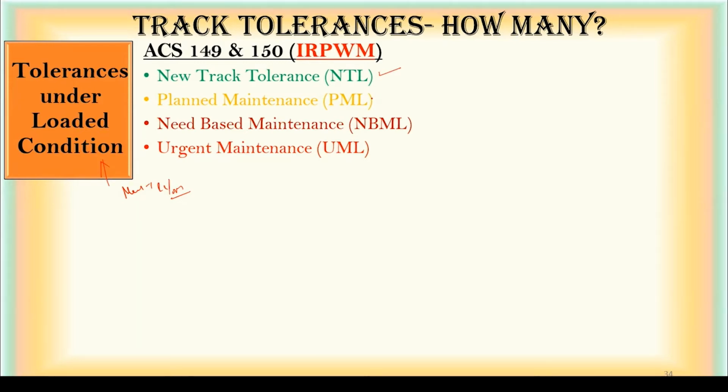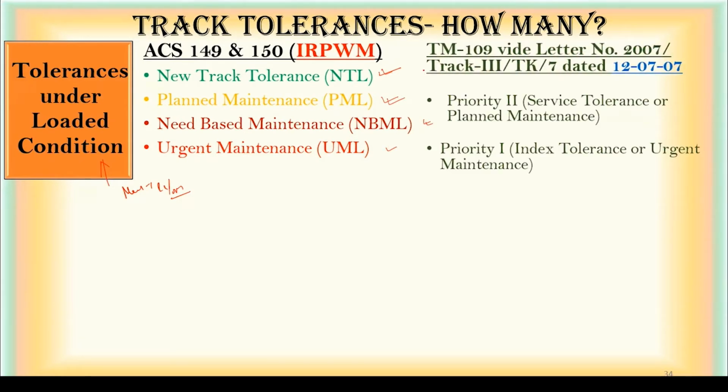ट्रैक रिन्यूअल के बाद भी चेक करना है और ट्रैक नया लेके आया तब भी चेक करना है. Then planned machine maintenance limits, need based maintenance limit and urgent maintenance limit. This has been incorporated through ACS 149 and 50, and now this is part of the new IRPWM in Chapter 5. Prior to that, we had 2 types of tolerances under loaded conditions. One was priority 2 and another was priority 1. Priority 1 was comparable to UML now, and priority 2 was compared to PML.